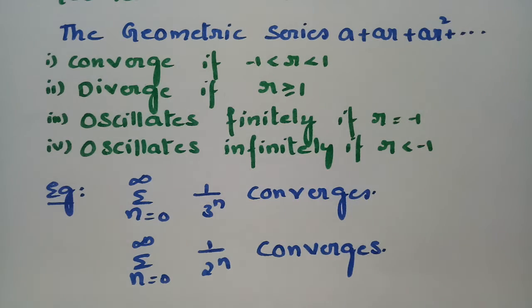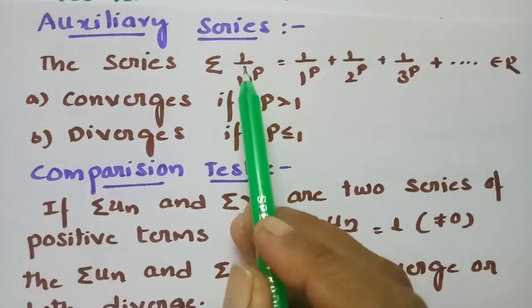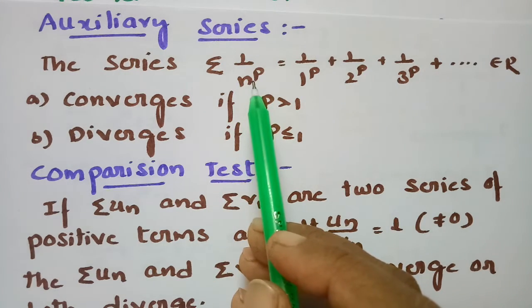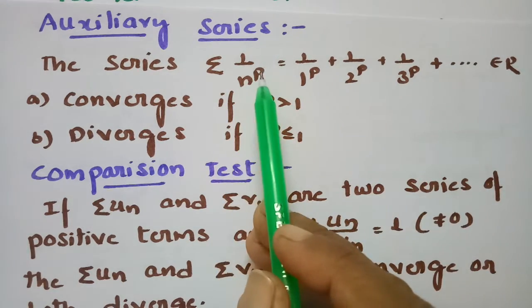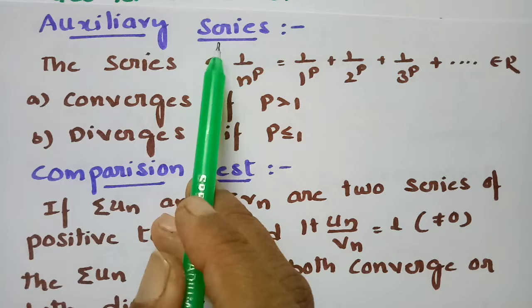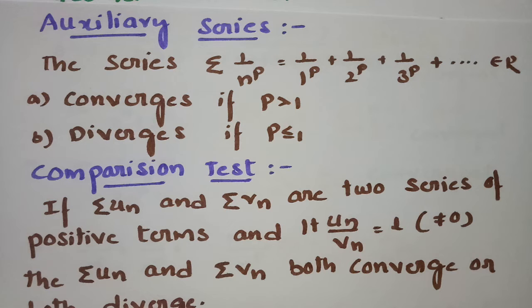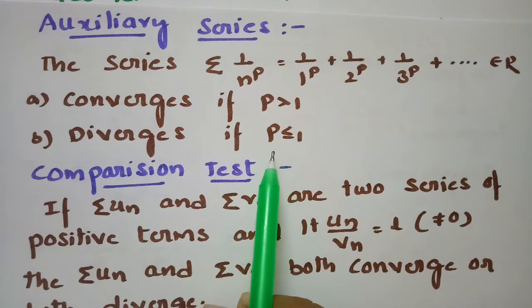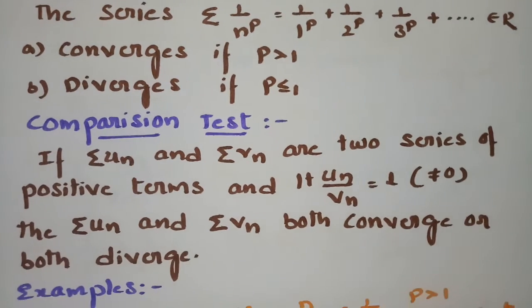And coming to the auxiliary test, this is the auxiliary series. See, 1 by n power p. So it might be 1 by n power 1, 2, 3, 4 and so on. This is the series and this is the general term, that is summation of 1 by n power p. According to the auxiliary series, it is convergent if p is greater than 1. If p is less than or equal to 1, then we say that it is divergent. Before testing this, we have to go with the comparison test.